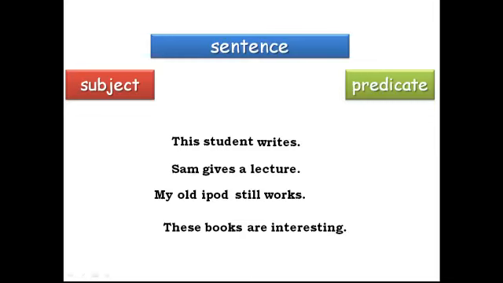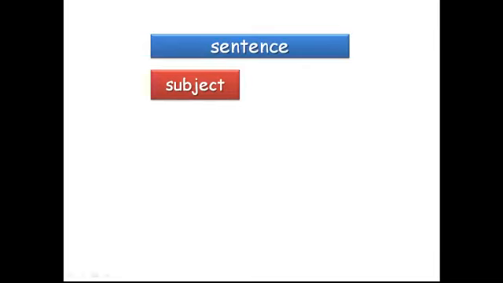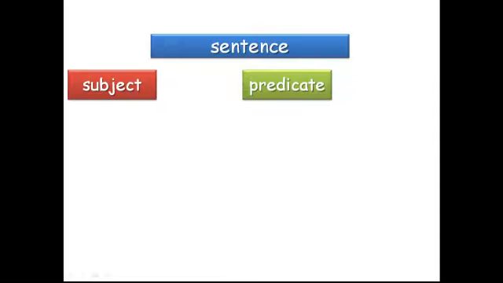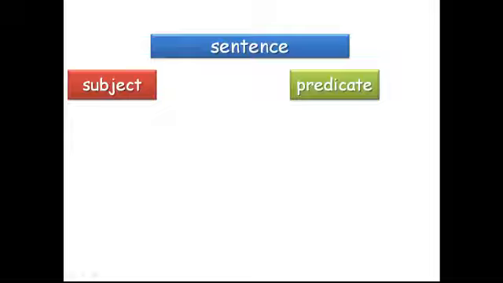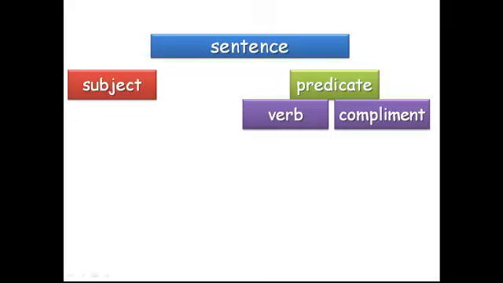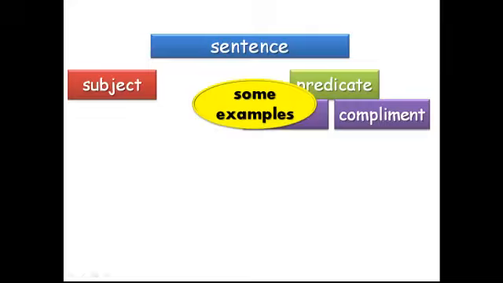Okay, let's look more closely at the various parts of the sentence. We have a sentence, as we know, which consists of a subject, in other words, the doer, and a predicate, which tells us something about the doer or the actor. Now, if you look closely at the predicate, you'll find a verb and what we call a complement. Let's just take a look at some examples to understand it more clearly.